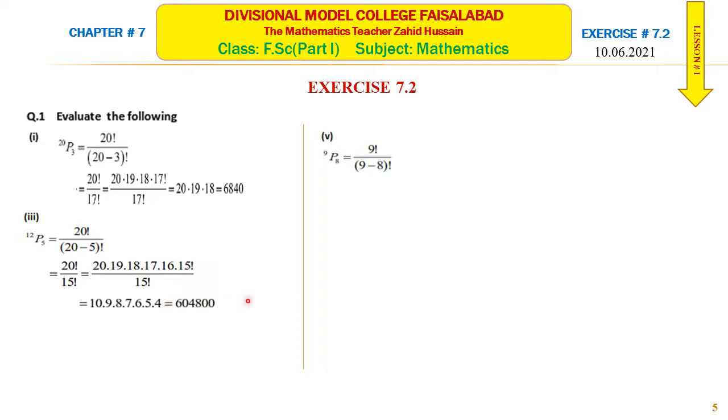Its fifth part is permutation of 9 objects taken 8 at a time. So this is equal to 9 factorial over (9 minus 8) factorial, 9 factorial over 1 factorial. So this is the product of 9 to 1. 1 factorial is 1. So we are left with the product of 9, 8, 7, 6, 5, 4, 3, 2. Multiplying all these numbers we will get 362880. This is your answer.